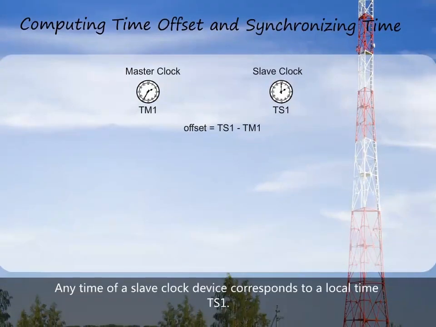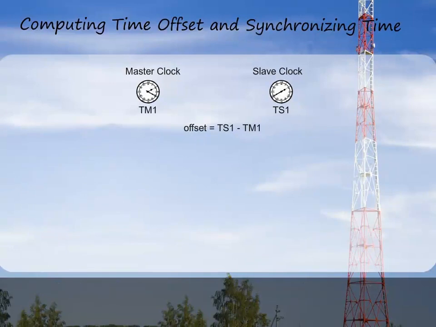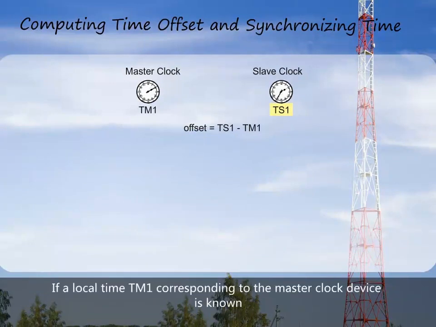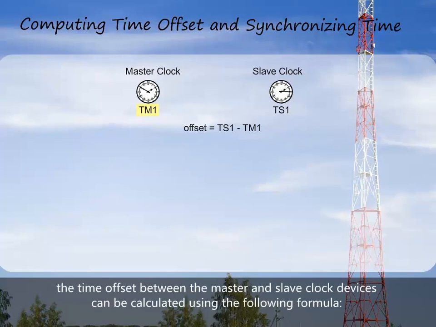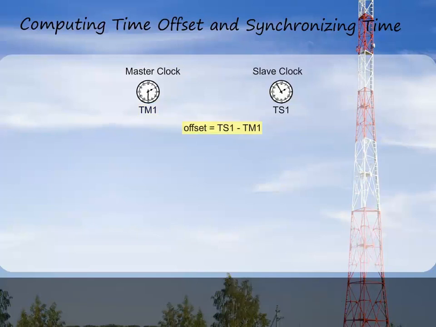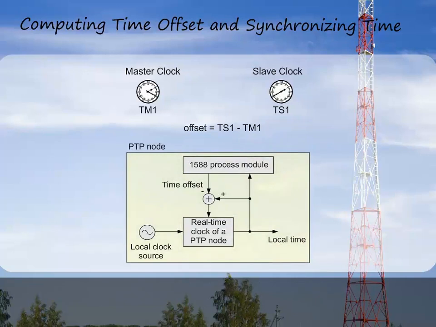Any time of a slave clock corresponds to a local time TS1. If a local time TM1 corresponding to the master clock is known, the time offsets between the master and slave clocks can be calculated using the following formula. Offset equals TS1 minus TM1. The slave clock calibrates the local time using this offset. In this manner, time synchronization is implemented.